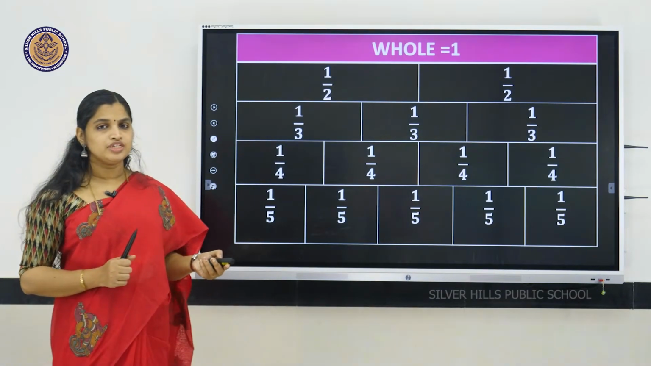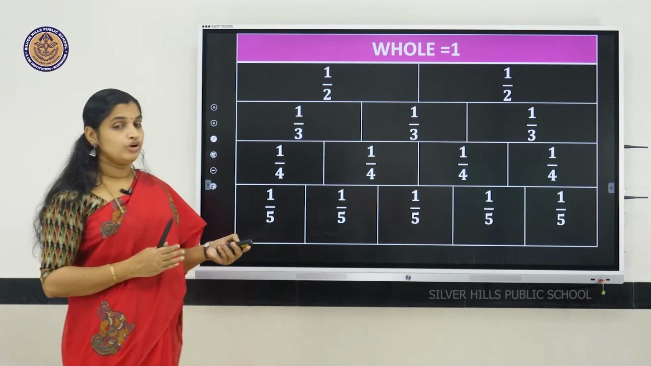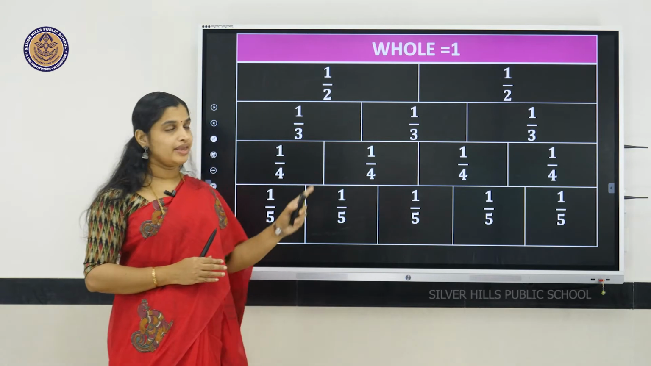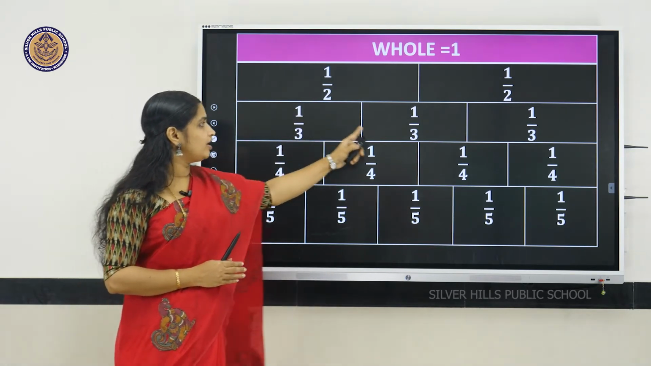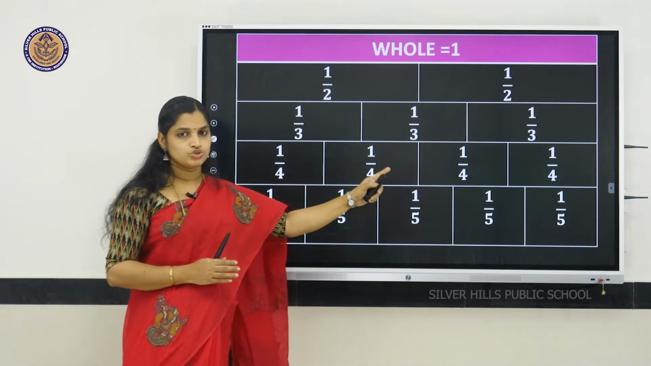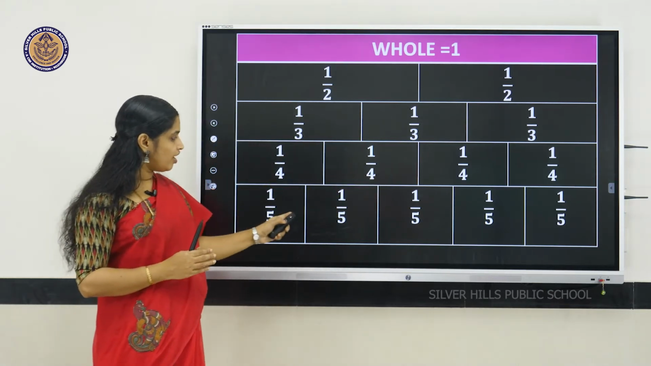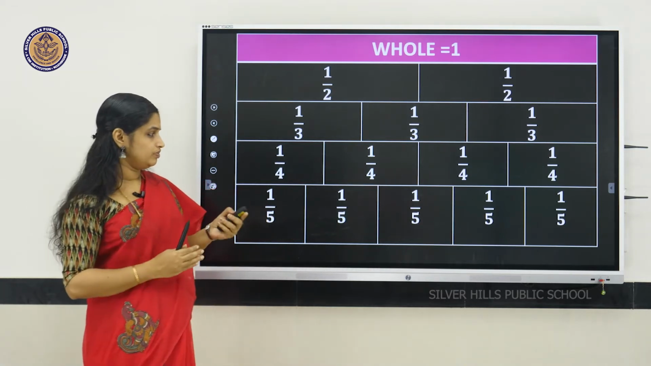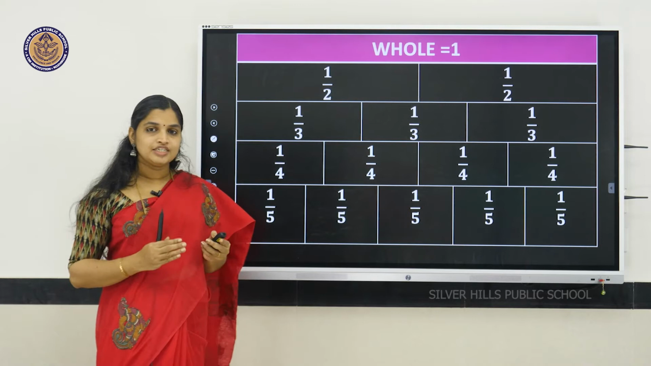Now we are going to see fractions making a whole. You know the whole is 1. So 2 halves together make 1. 3 thirds together make 1. 4 fourths together make 1. 5 fifths together make 1. Like that the fractions go. So 10 tenths, that is ten 1 by 10s, make 1.